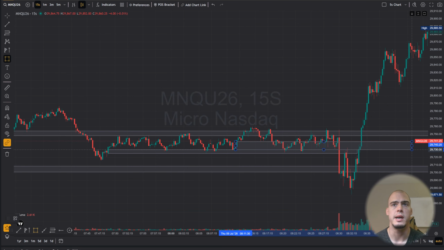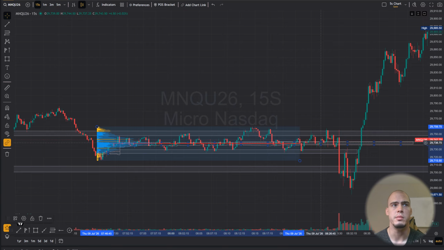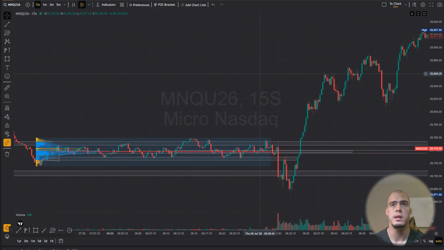So I'm drawing a bunch of little boxes, but we're getting to the point. We also see that there's a high volume node up in here. So the market has gone under this high volume node. Once it's above that, which we're coming back to it now, that happens later.